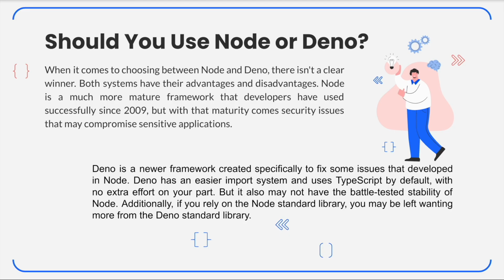When it comes to choosing between Node and Deno, there isn't a clear winner. Both systems have their advantages and disadvantages. Node is a much more mature framework that developers have used successfully since 2009. But with that maturity comes security issues that may compromise sensitive applications. Deno is a newer framework created specifically to fix some issues that developed in Node.